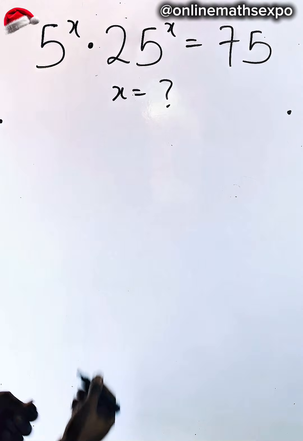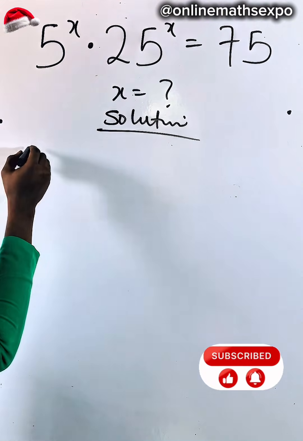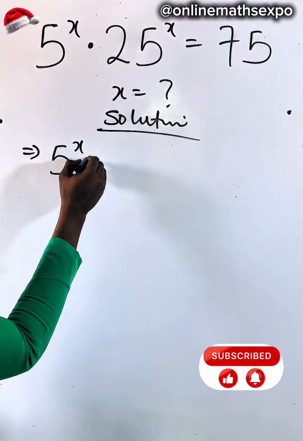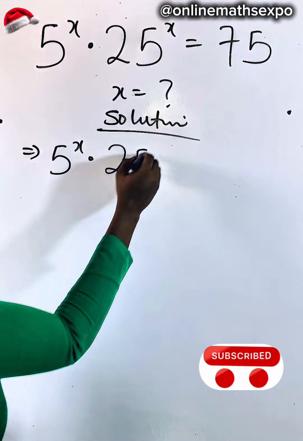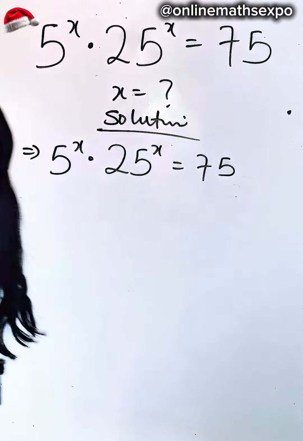Let's do this together. So we begin with our solution. So this is what we have: 5 to the power of x multiplies 25 to the power of x is equal to 75. So what do you do?